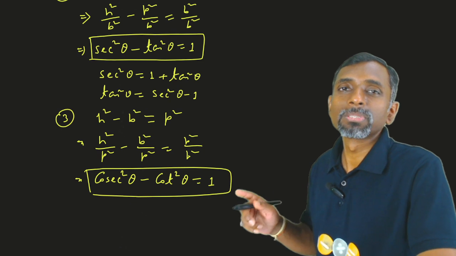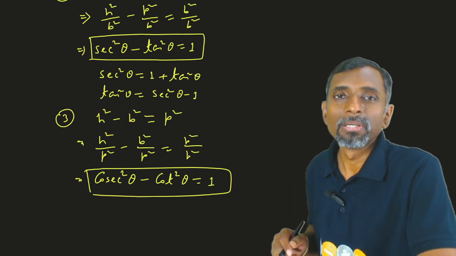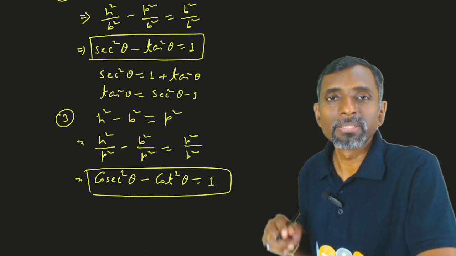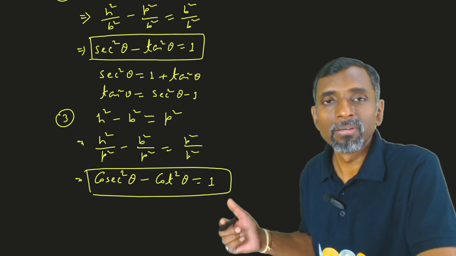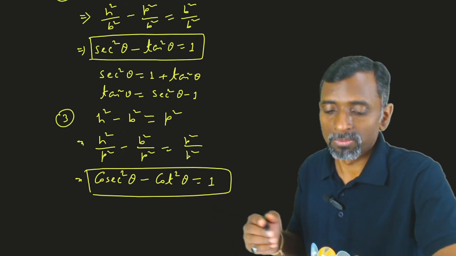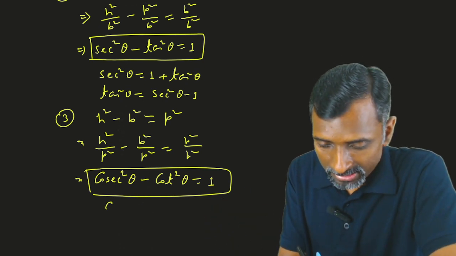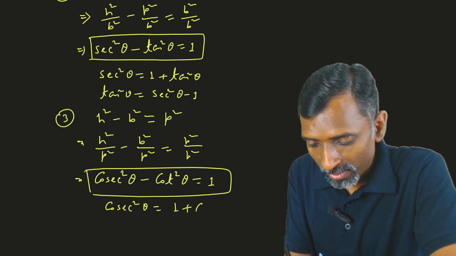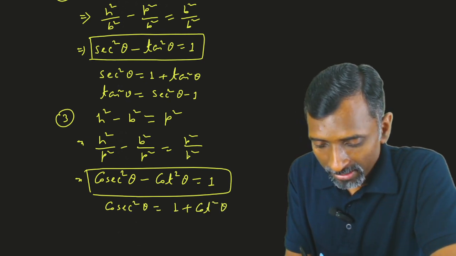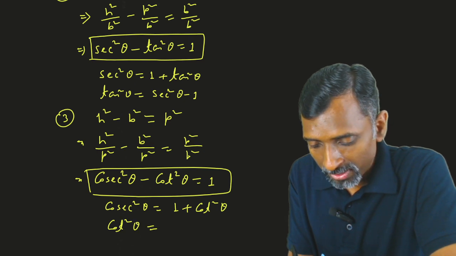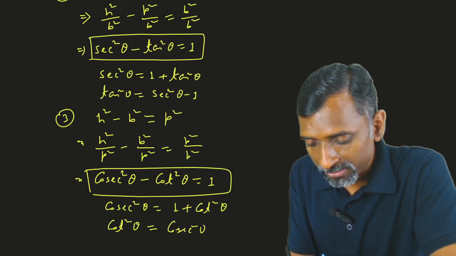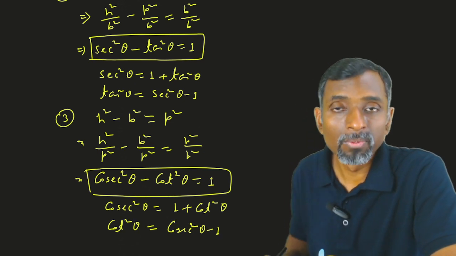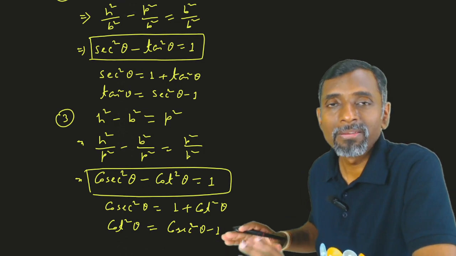Sin square theta plus cos square theta is equal to 1. Sec square theta minus tan square theta is equal to 1. And the third one, cosec square theta minus cot square theta is equal to 1. And this can also be expressed as cosec square theta is equal to 1 plus cot square theta, and cot square theta can also be written as cosec square theta minus 1. You must memorize, you must remember these identities.